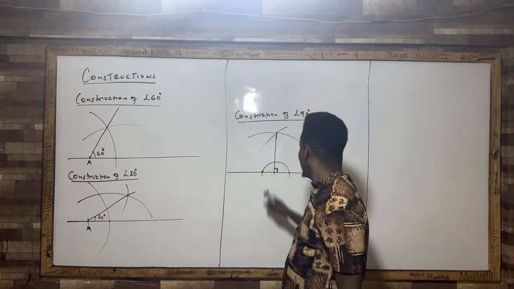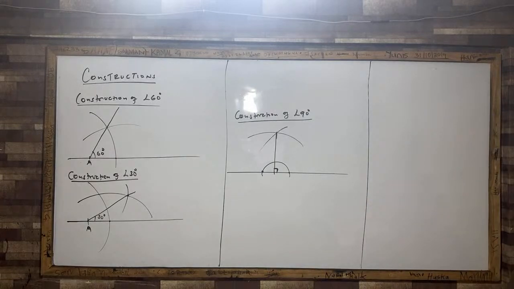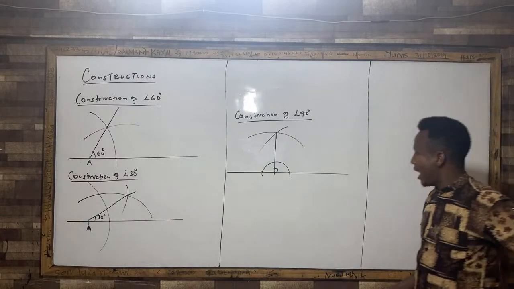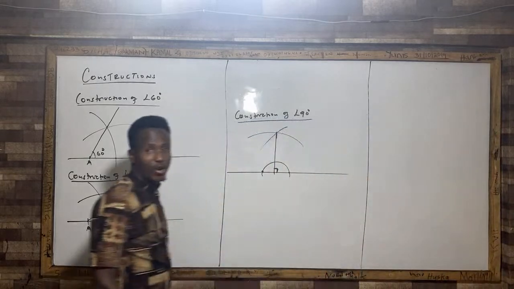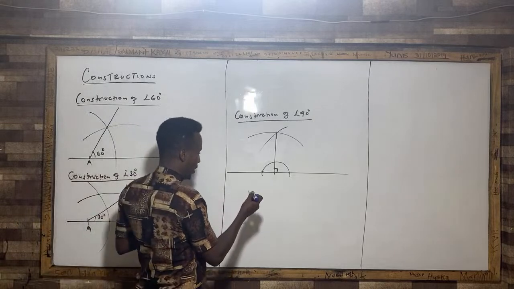Let's go. So this is how you're going to construct an angle of 90 degrees, okay? Just understand. So this is how you're going to construct an angle of 90 degrees. So how are we going to construct an angle of 45 now? That's the question. So I will go and proceed here.